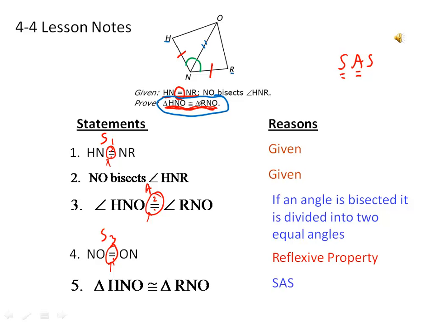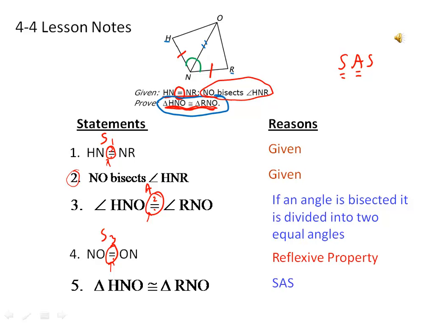Notice that just because they said NO bisects angle HNR, I couldn't just put that statement in here for number 2 and then assume that everybody knows that these angles are equal. I actually have to say what follows from that. Those angles are equal. All right, so this is a basic triangle congruence proof. We prove these two triangles congruent to each other.